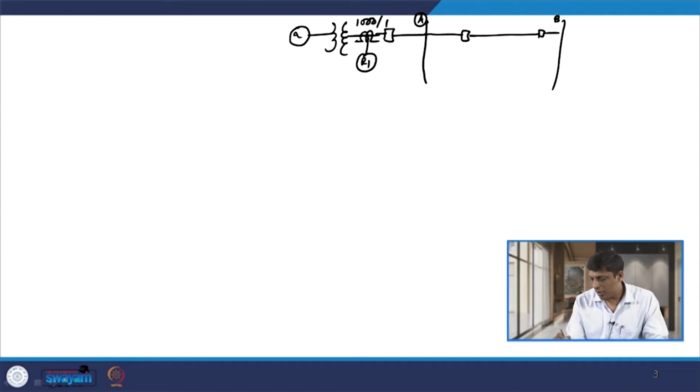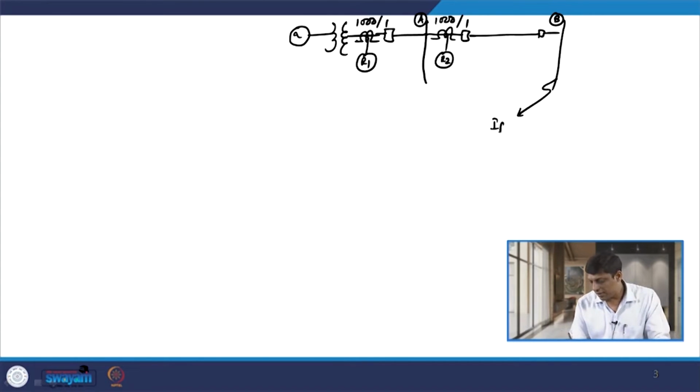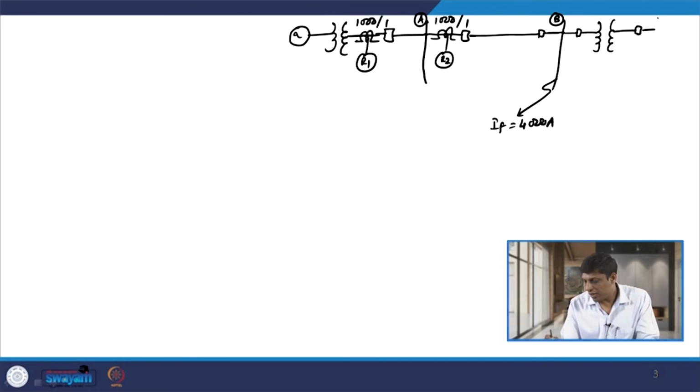So, here this is your bus B, the other relay R2 is connected here, and you have the value again CT ratio is 1000 by 1. The fault level at this bus is given as 4000 ampere, right, and you have another transformer here, and with this transformer you have the relay connected on this side, let us say the relay R3, and its CT ratio is also 1000 by 1 ampere.